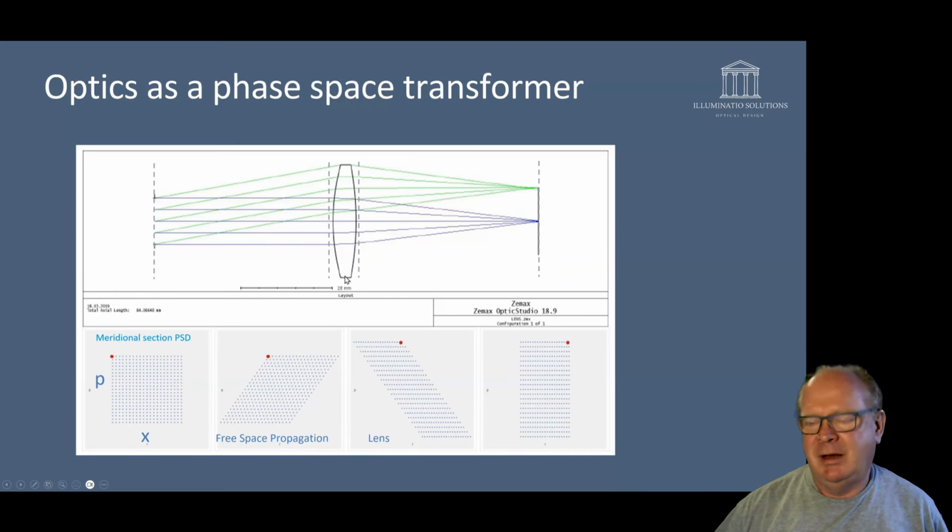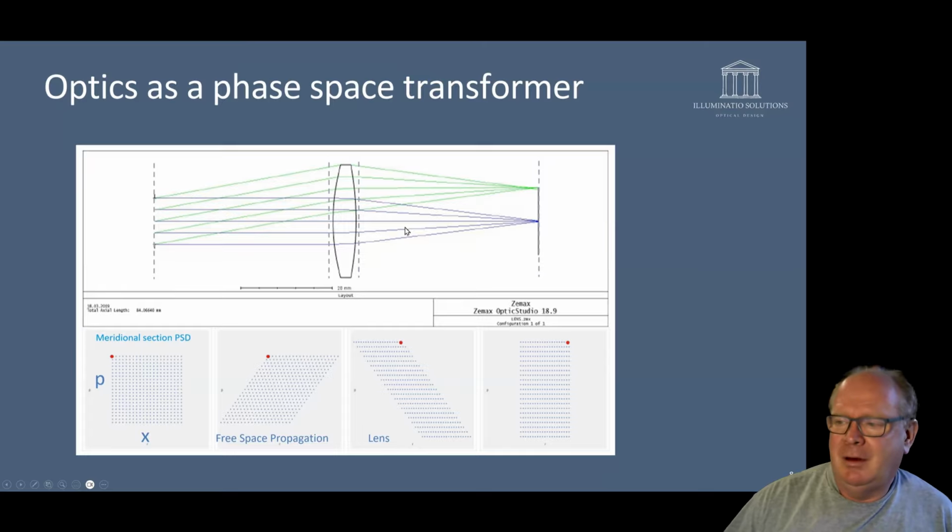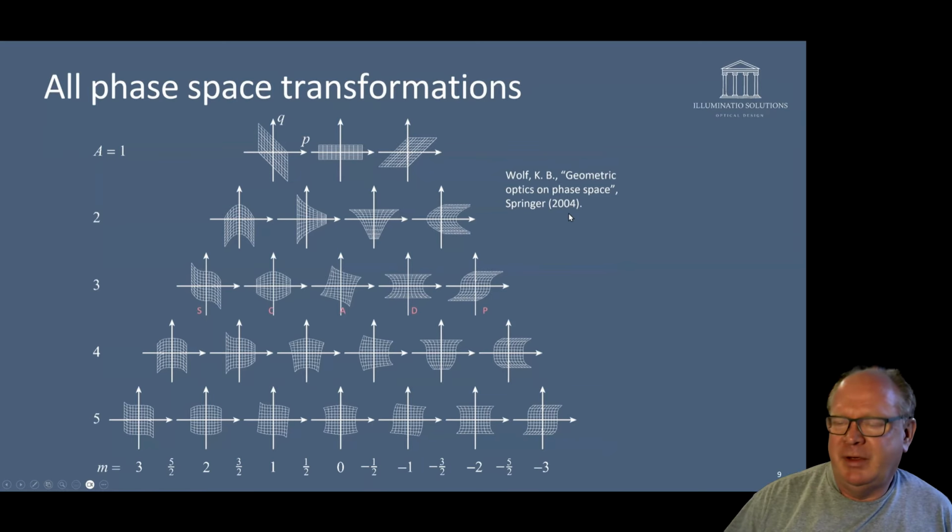Then comes a thin lens. The phase space distribution once again undergoes a shear, and then I have another free space propagation, and I obtain a final distribution, which is a transform or transformation of my initial distribution. So this is for the very simple case, and we can have a systematic of all possible phase space transformations, which we found in a book by Kurt Bernardo Wolf from 2004.